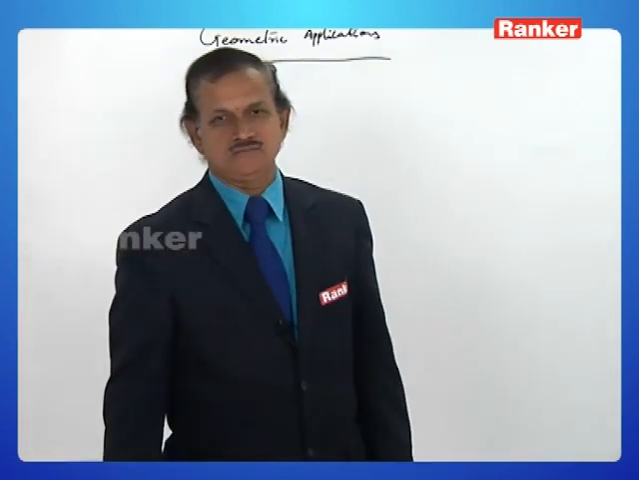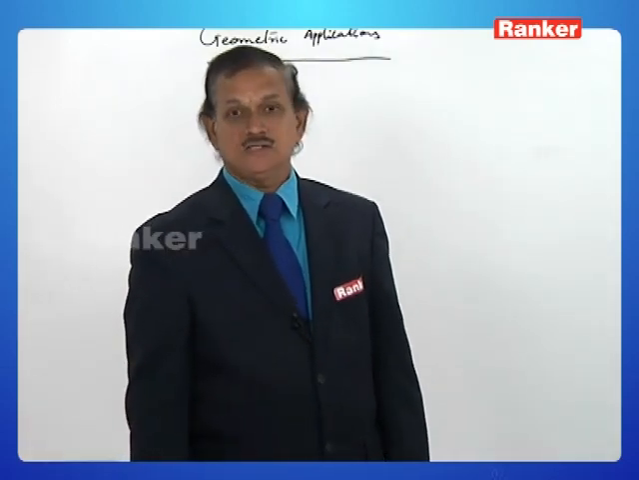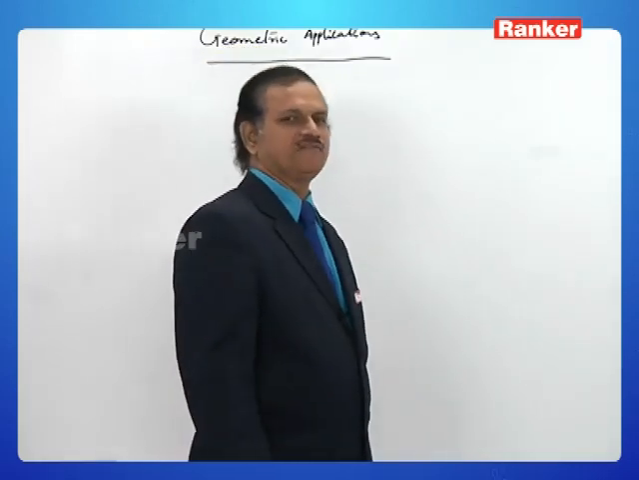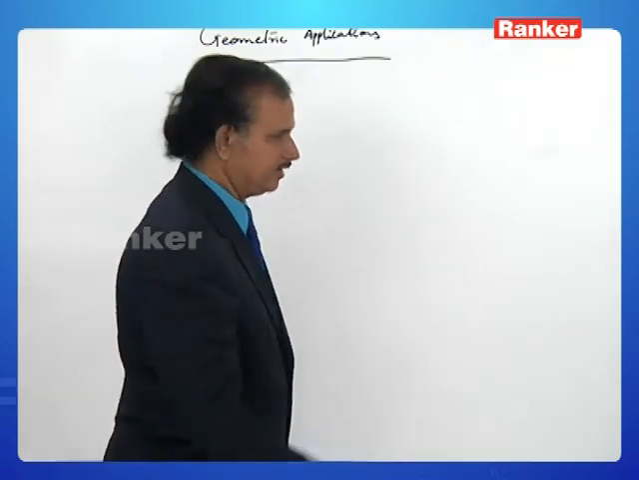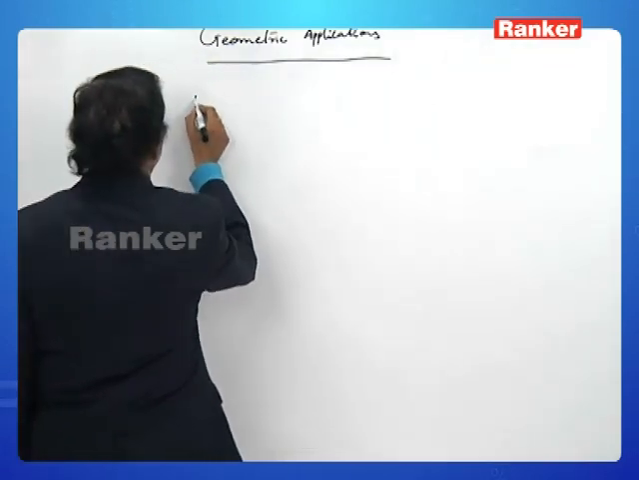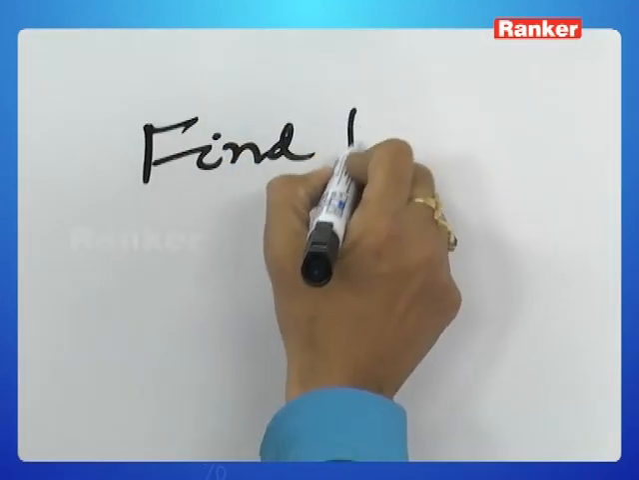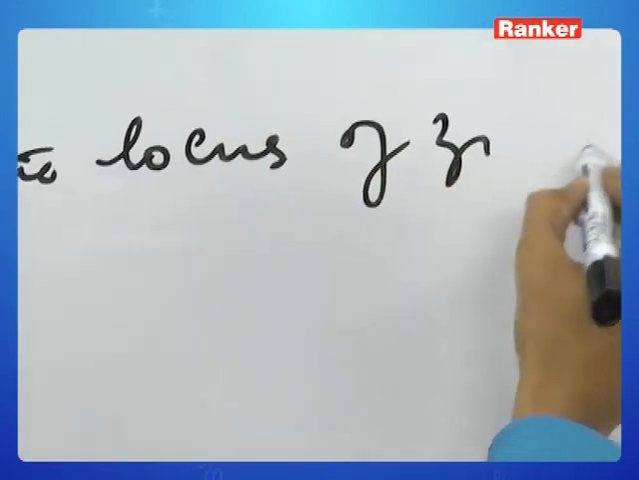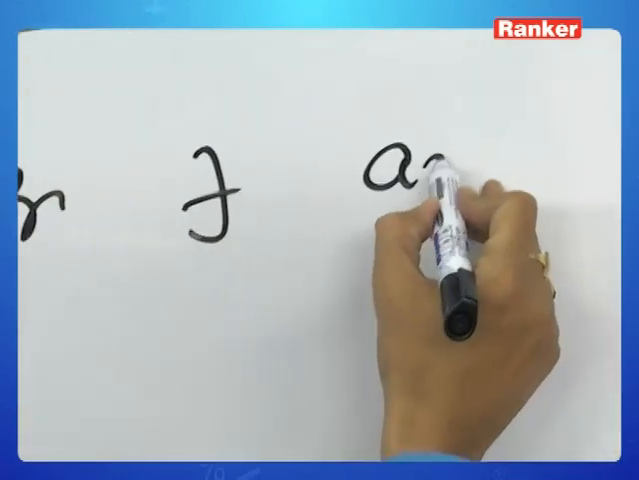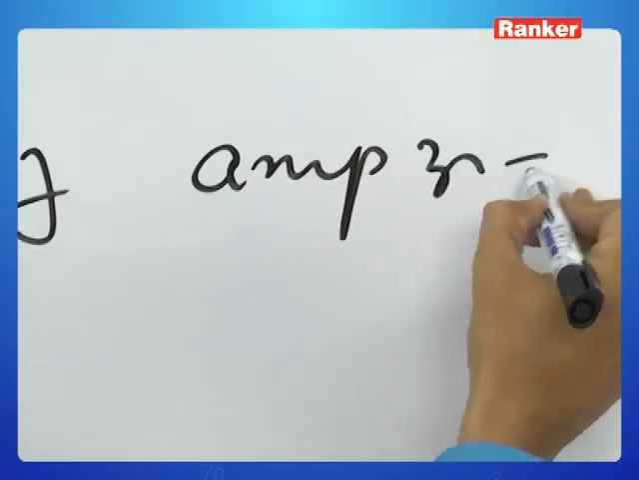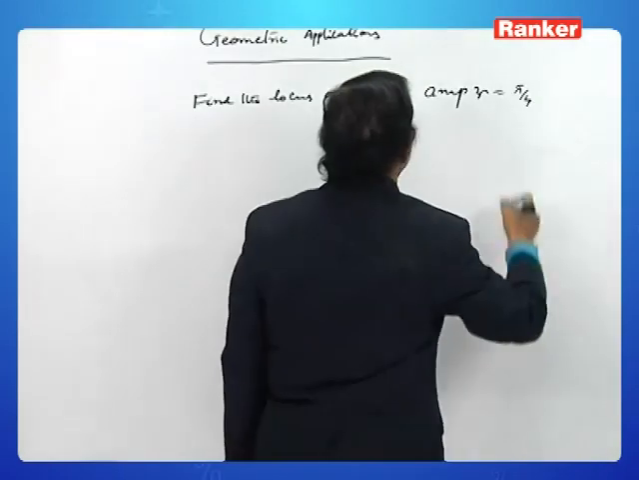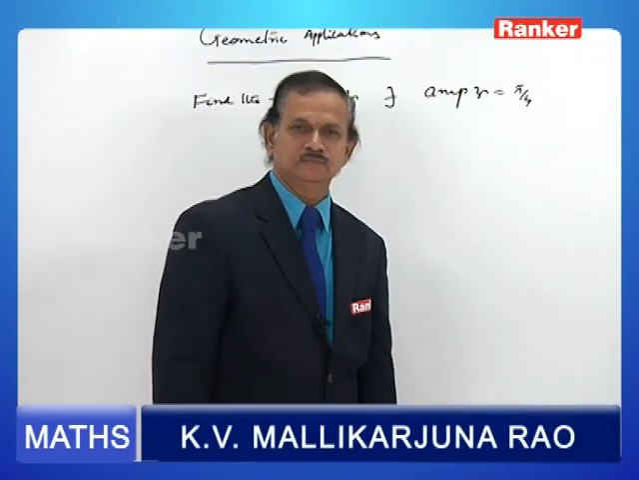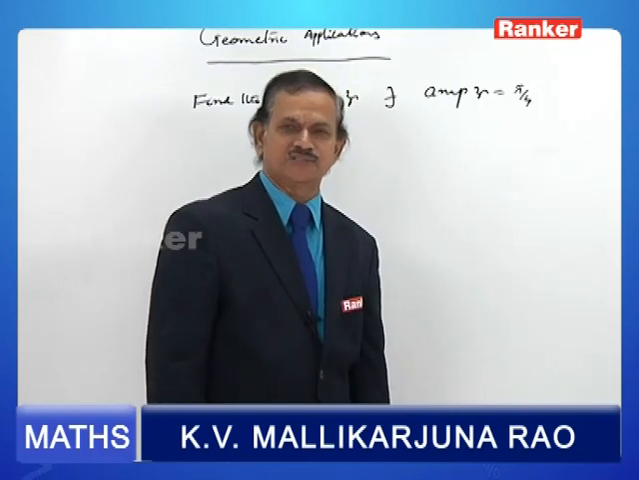Let us now observe some different and standard loci of different concepts. What are they? First of all, amplitude of Z is equal to pi by 4. You need not use pen and paper for this.